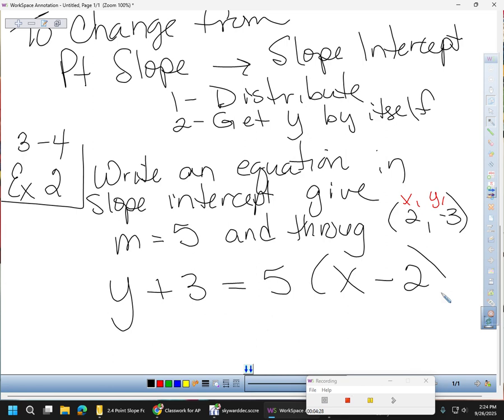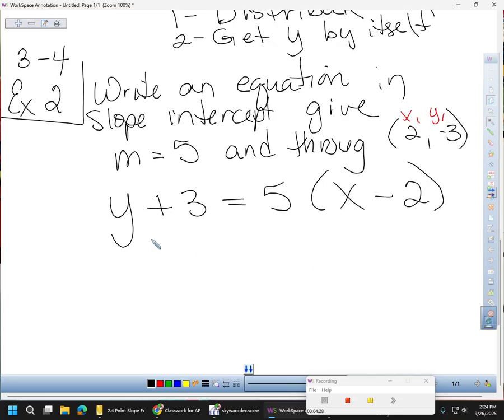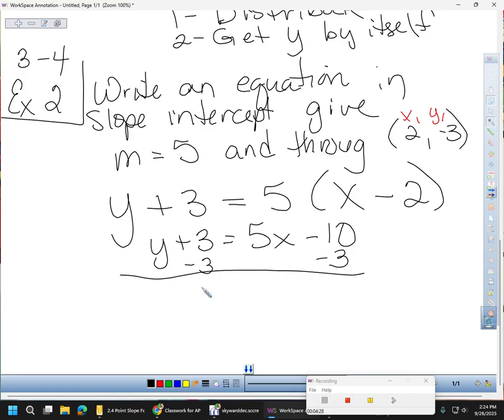However, this question asks you to put it in slope intercept. So you have to do 2 things. Distribute, get y by itself. 2 easy steps. So y plus 3 equals 5 times x is 5x. 5 times negative 2 is negative 10. Now we get y by itself. Subtract 3 to the other side. Y equals 5x minus 13.